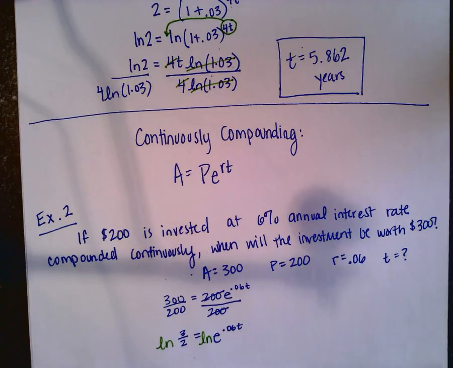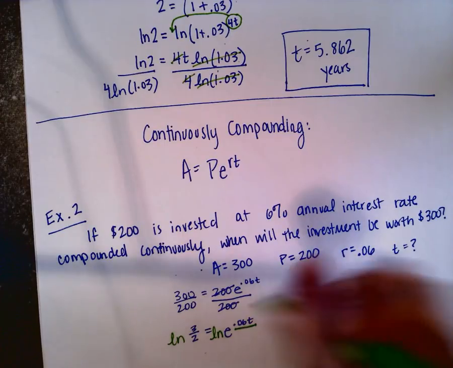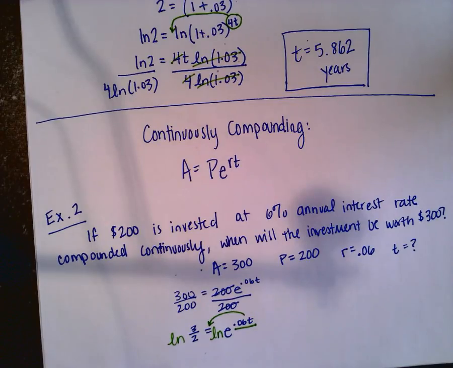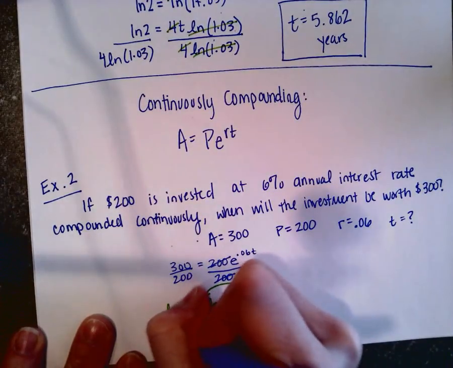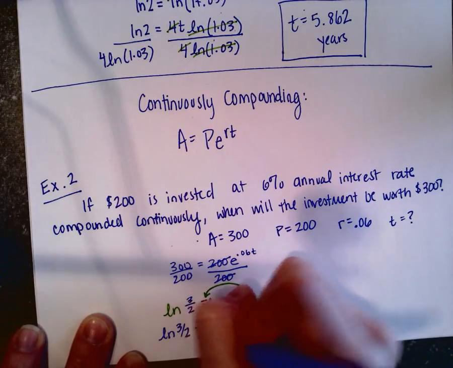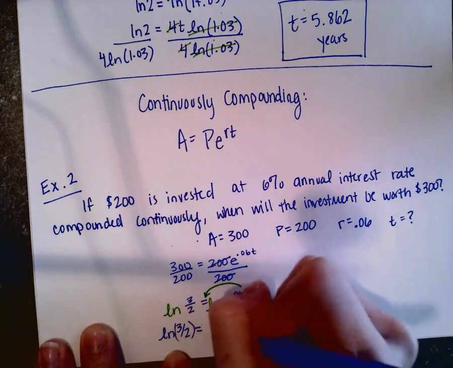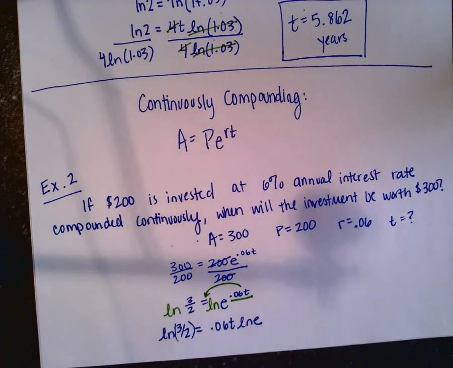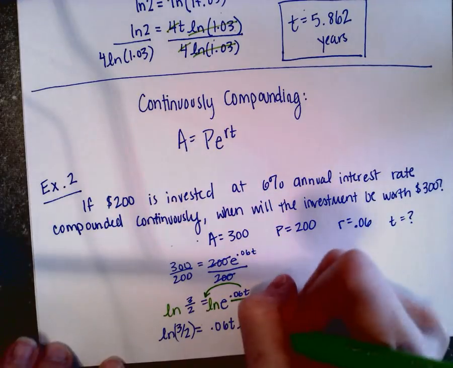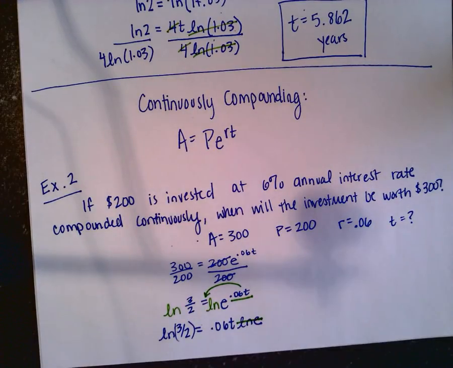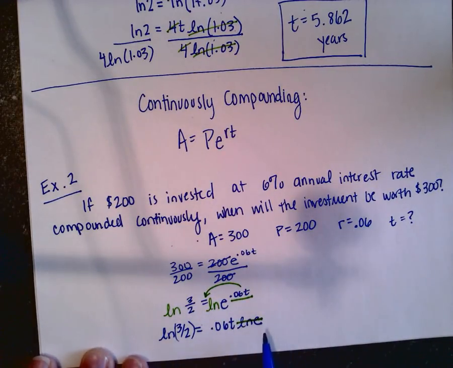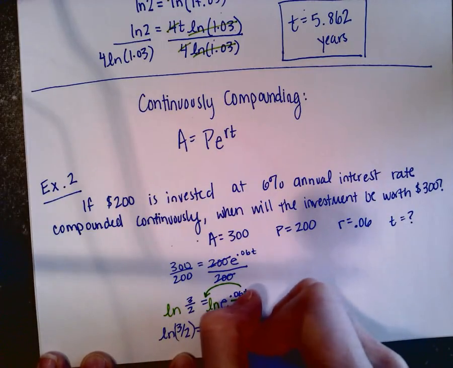And remember, that is going to allow me to move this 0.06t out to the front of the log and out of the exponent. So I have natural log of 3/2 equals 0.06t times natural log e. But what's the natural log of e equal? It equals 1. So that actually goes away. It's really nice when we do the continuously compounding problems because of the e. When we natural log both sides, we get rid of that e. So the only thing I have left to do is just divide both sides by 0.06.